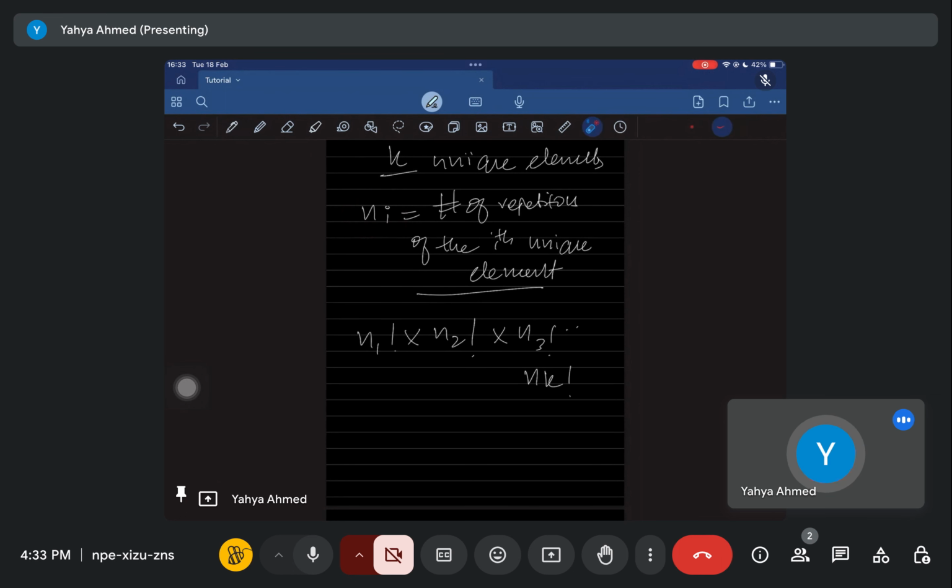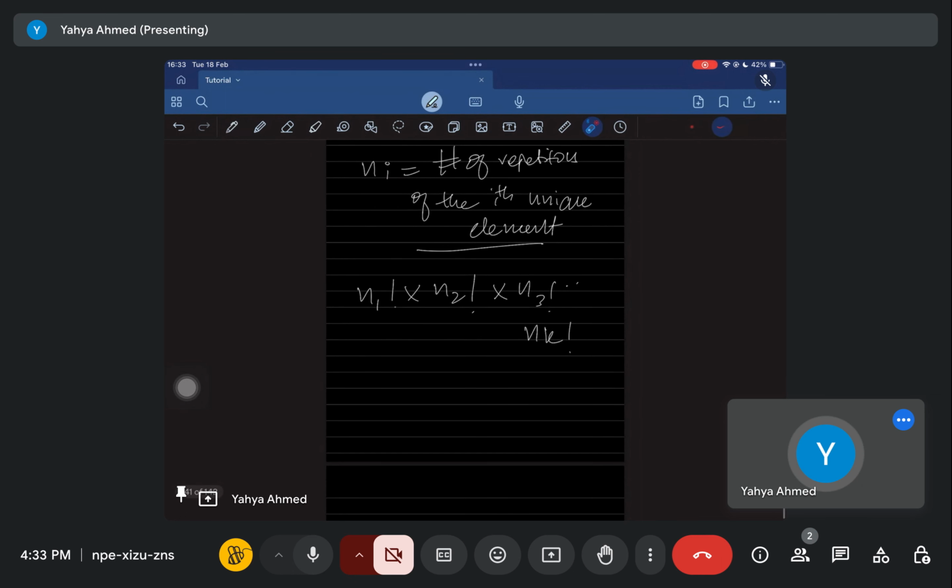This is basically saying, let's say the unique elements were 2, 3, 5, 7, right? And there were, let's say, 4 copies of this, 6 copies of this, 8 copies of this, 10 copies of this. Then the ways to arrange this would be 4 factorial multiplied by 6 factorial multiplied by 8 factorial multiplied by 10 factorial, and so on and so forth. You get the idea. Now, this tells us exactly how many permutations we have.